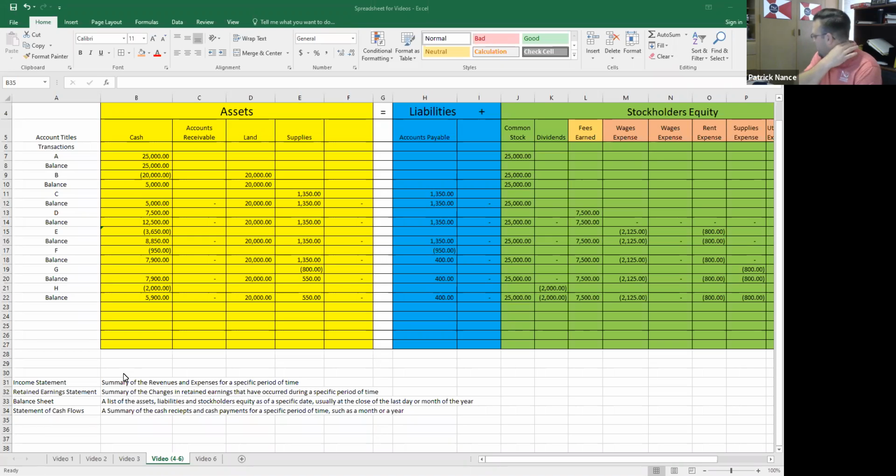So there are four financial statements. We're really mostly going to focus on three for now. We've got a whole chapter on the statement of cash flows that we'll talk about later. So I'm going to focus on these first three. The first one is the income statement.